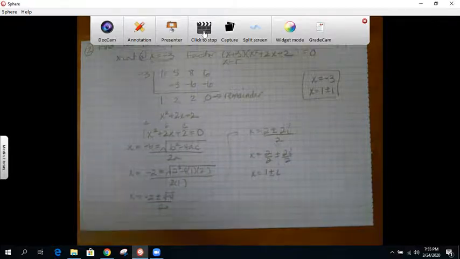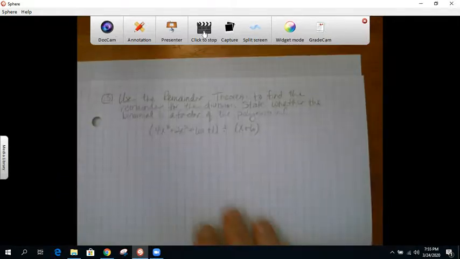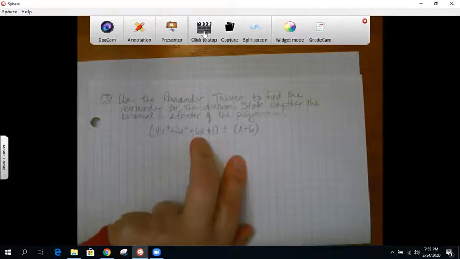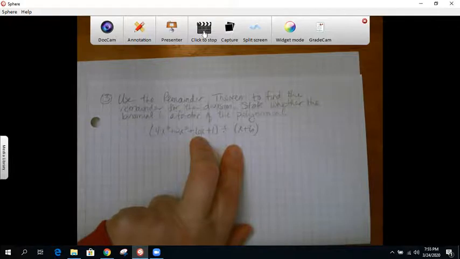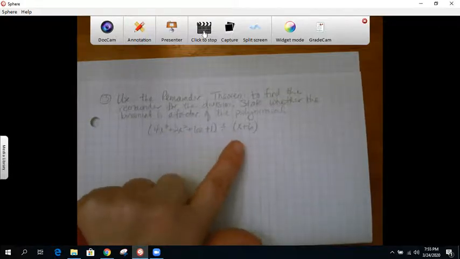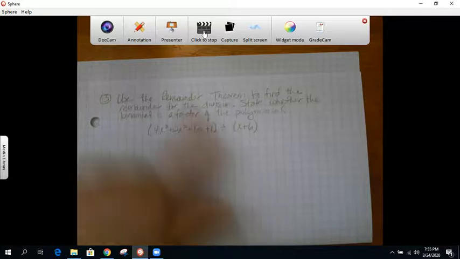All right, so let's try another one. All right, this one, use the remainder theorem to find the remainder for this quotient. State whether the binomial is a factor. So we were just saying if something is a factor, that means the remainder is 0. So one thing you might be thinking is, oh, I could do synthetic division and find out what the remainder is. But this says the remainder theorem.